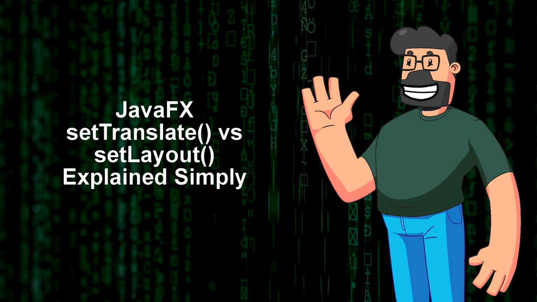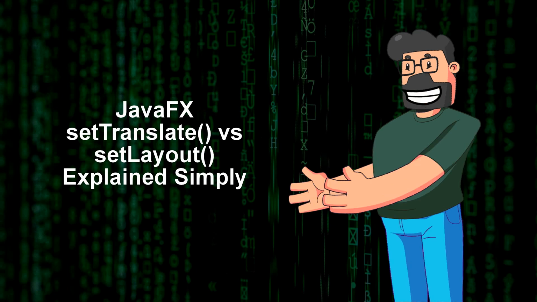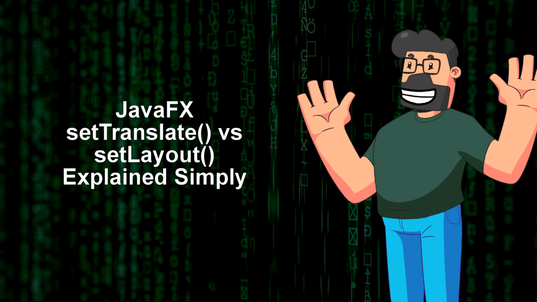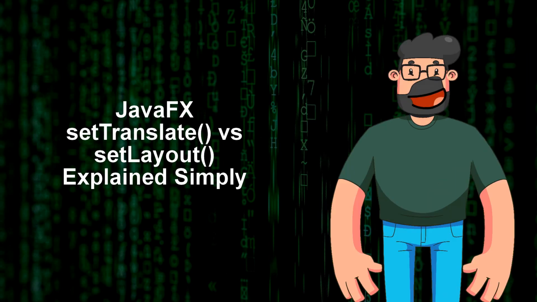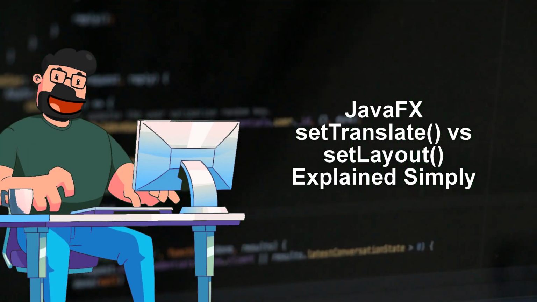Let's dive into a common problem that you might encounter when working with perspective camera and 3D shapes in JavaFX. Have you ever wondered about the difference between using setTranslate on the Z-axis for perspective camera and 3D shapes and setLayout for 2D planes? It can be a bit confusing, right? Now, let's talk about the solution.